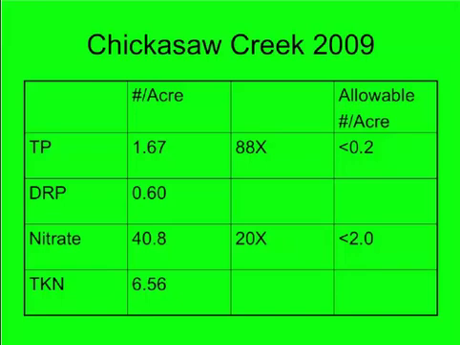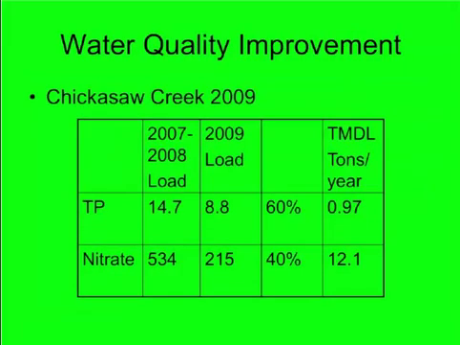Here's some numbers for the Chickasaw Creek just to give you an idea where we're at. Currently, our allowable is 0.2. We're currently losing about 1.67 pounds of phosphorus per acre. That's 88 times more than what we should have. For nitrate, again, we want to be less than 2 pounds per acre. We're currently losing about 40.8 pounds, which is 20 times over what we would like to see.